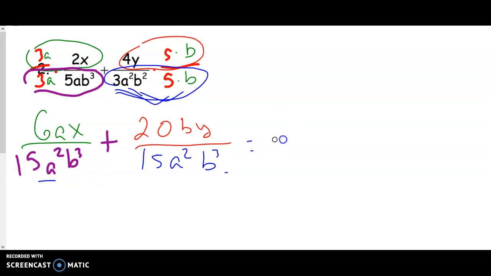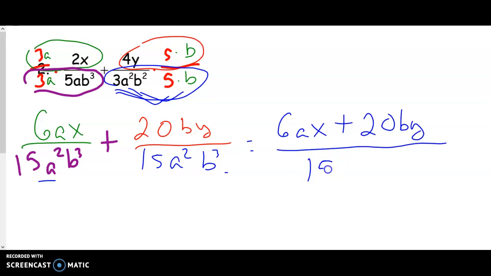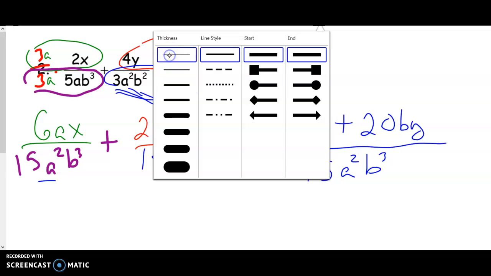So up top, I have 6ax plus 20by. Common denominator, just bring it down. Looks like this. So anything we can factor out to potentially cancel with the 15 a squared or b? I don't see it, but let's go ahead and double check.